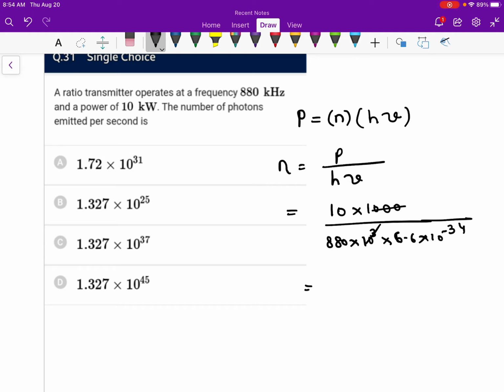So 10 to the power 4 upon 88 into 6.6 into 10 to the power minus 31. So 88 into 6.6 is around 600. So 1000 upon 600, this is 1.7 something. So A is the correct option.